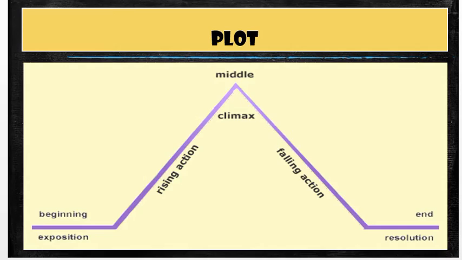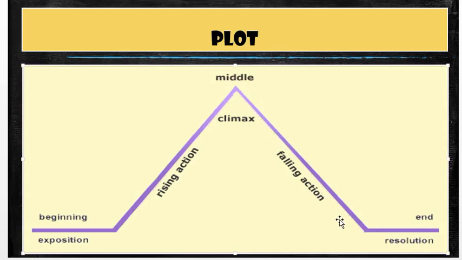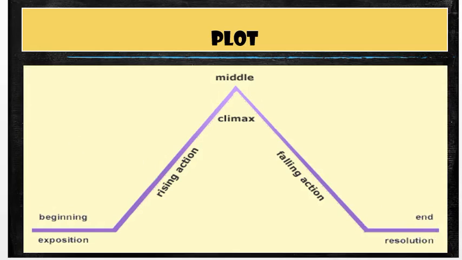A plot line looks like this. You guys may have seen this in years previous. However, a plot line kind of looks like a mountain. At the beginning of the plot, we have what's called an exposition. Then we have a rising action that leads to the middle of the plot, or the climax. And then we fall back down the mountain through the falling action, and then eventually the end of the plot, or the resolution. Let's dig a little bit deeper.